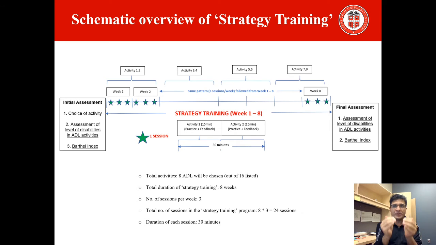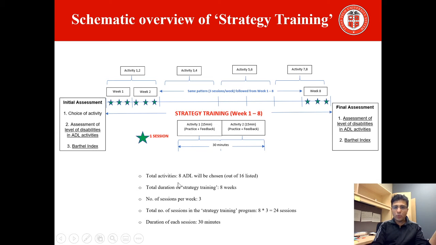And the same regime will be followed on the first, second, and third session in one week, and similarly for the first, second, and third session of the second week. Once 6 training sessions are finished, the first two activities are finished, and we will move on to activities 3 and 4, and so on.